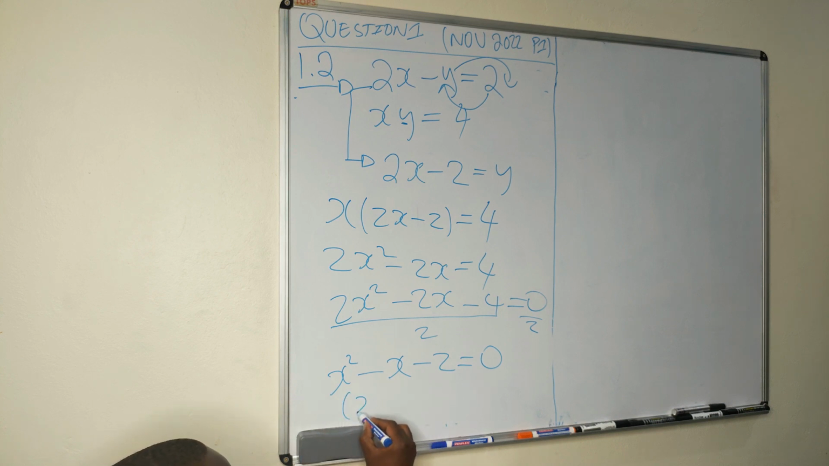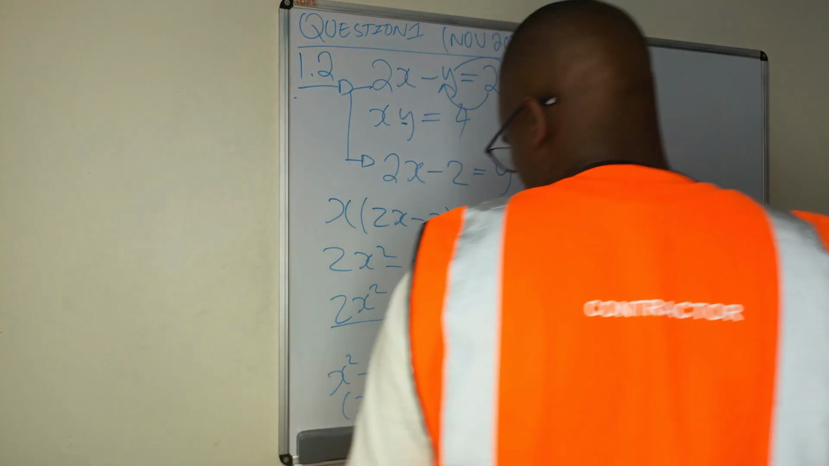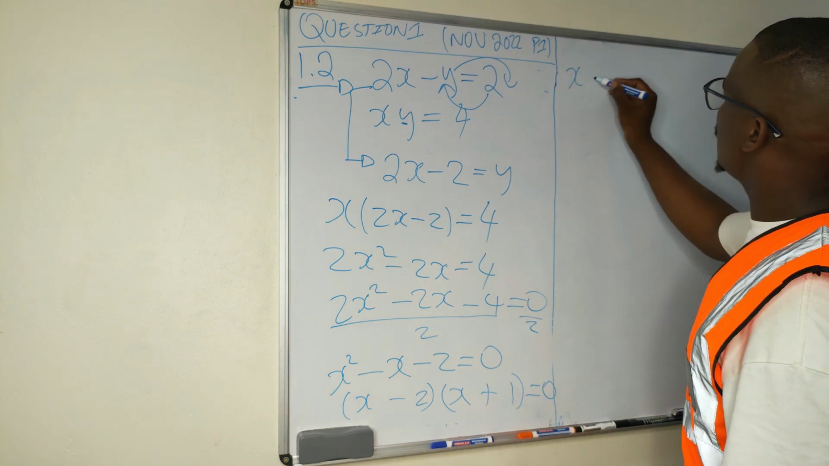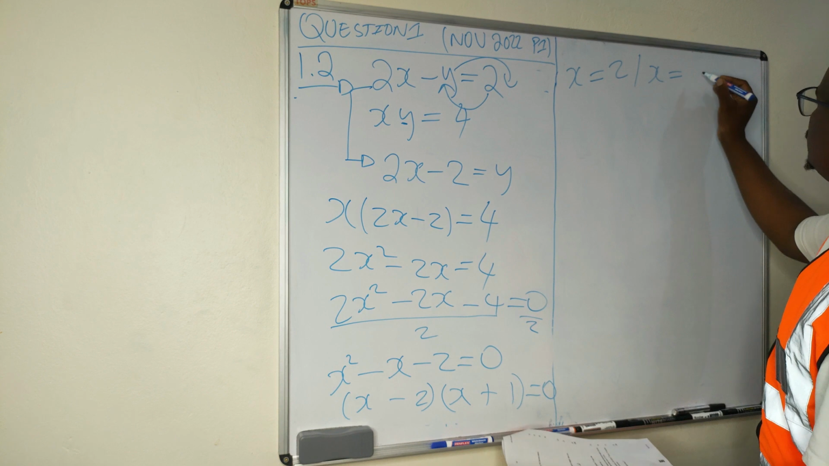Factorize this. x, here, 2, 1, minus, plus. So what do I have? x is equal to 2, and x is equal to minus 1.